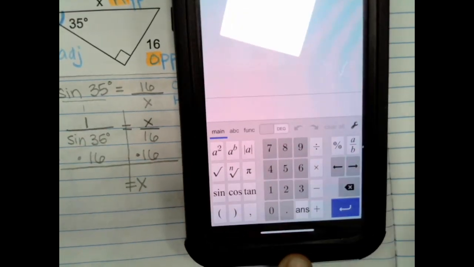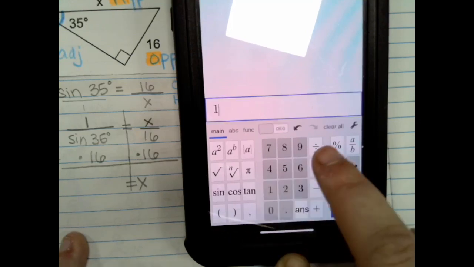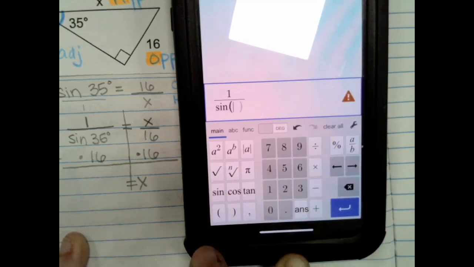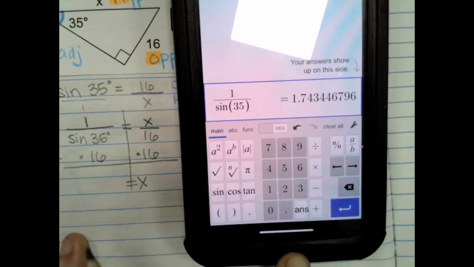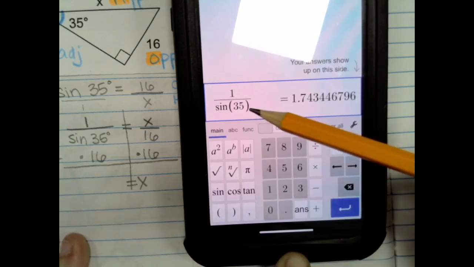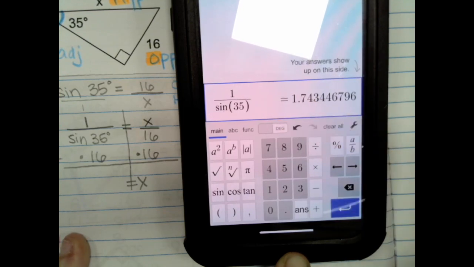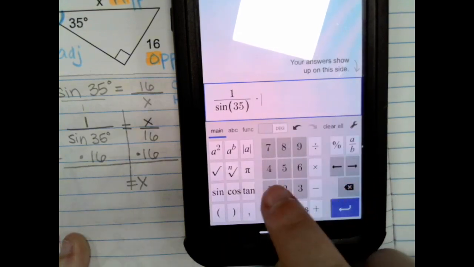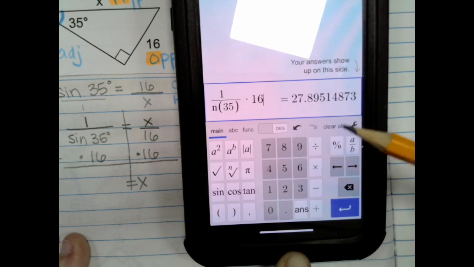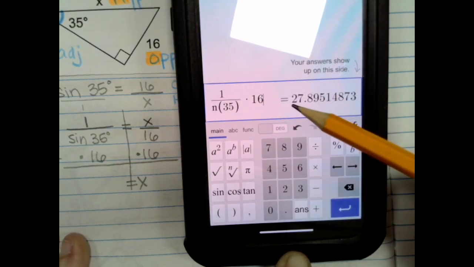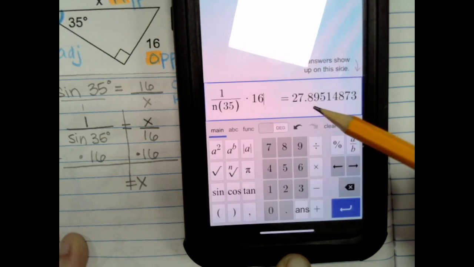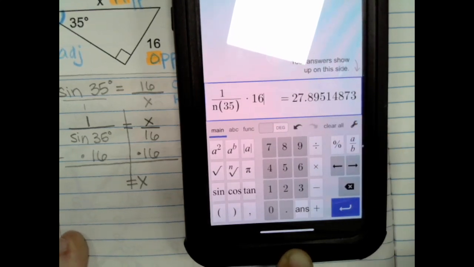All right, so as I do this, I'm going to do 1 divided by the sine of 35. So sine, and then 35. And then I want times 16. Do I want the times 16 just on the bottom or off to the side? Good, off to the side. So times 16. Okay, and we're going to round to the nearest tenth today. So do I want to keep this at 27.8 or round to 27.9? 0.9. Good, 0.9. Beautiful.